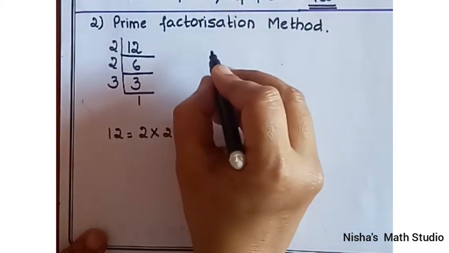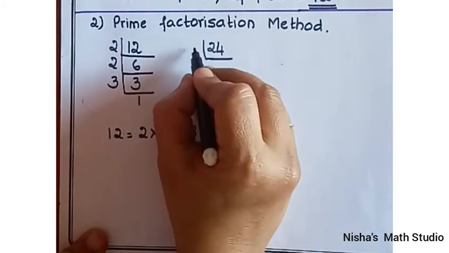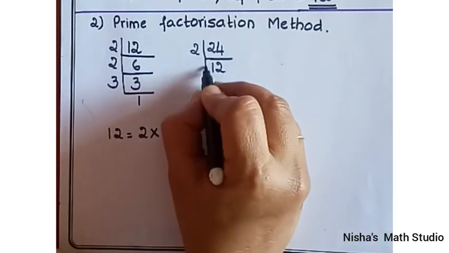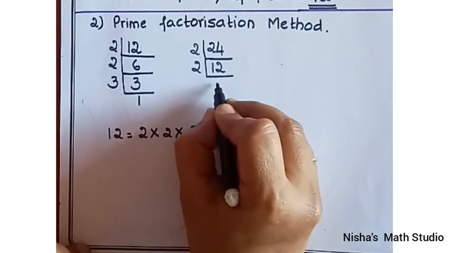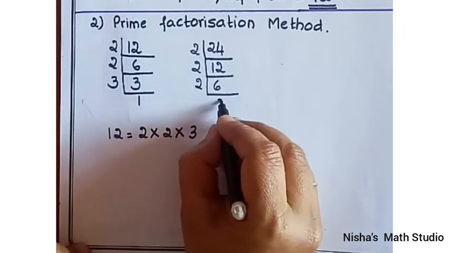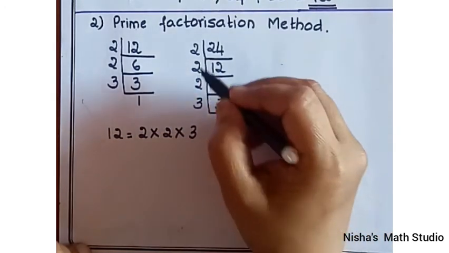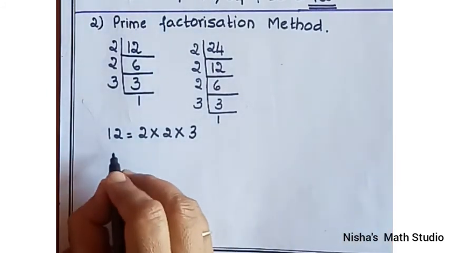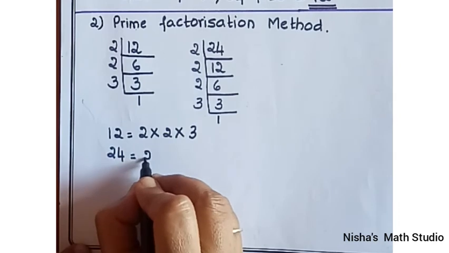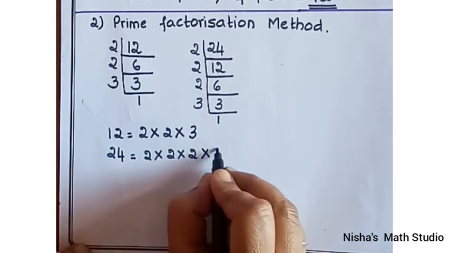Next we will see the prime factorization of 24. How do we do this? It is divisible by 2. So 2 12s are 24. Again by 2. 2 6s are 12. Again with 2. 2 3s are 6. And finally you have 3 1s are 3. All these are prime numbers, remember. So now prime factorization of 24 is 2 into 2 into 2 into 3.